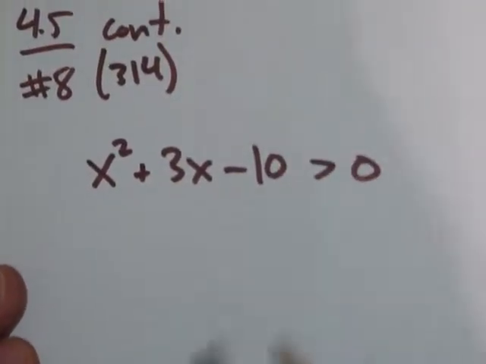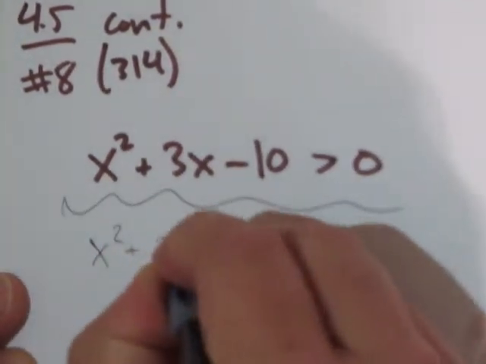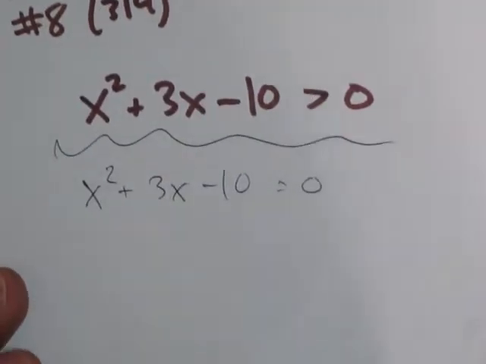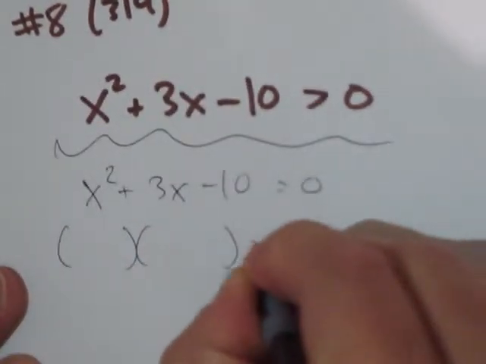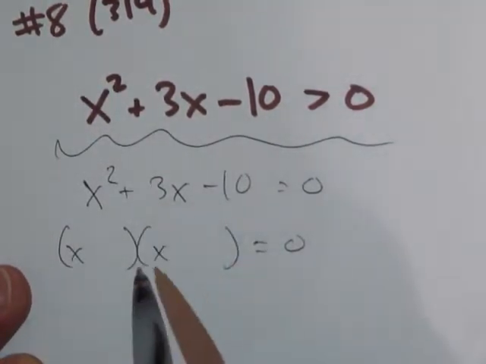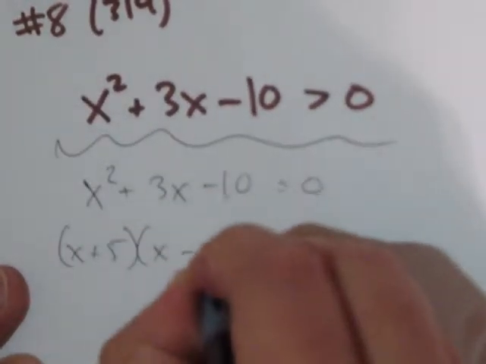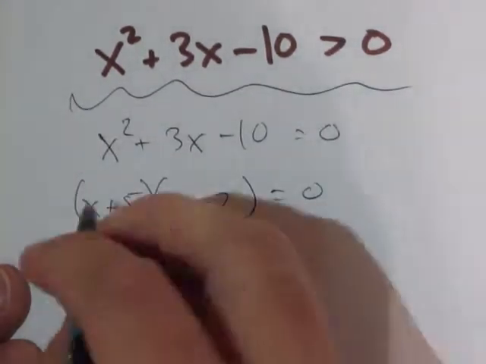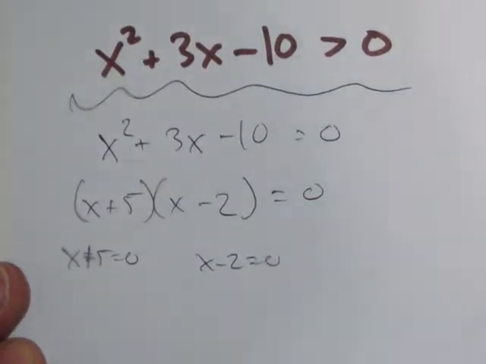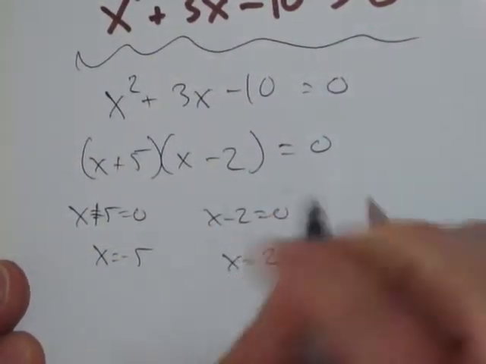So the first thing we have to do is solve this. Let's pretend for a second that there's an equal sign on this. So x squared plus 3x minus 10 equals 0. Let's solve this the way we would normally solve it. So we have to factor it. Here's x, and we need negative 10 and 3, so that's plus 5 and minus 2. Then set each one equal to 0: x plus 5 equals 0, and x minus 2 equals 0. Then we solve each one, so we get x equals negative 5, and x equals 2.